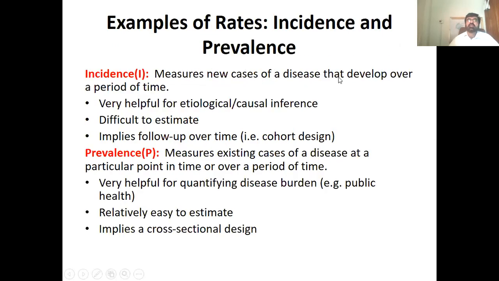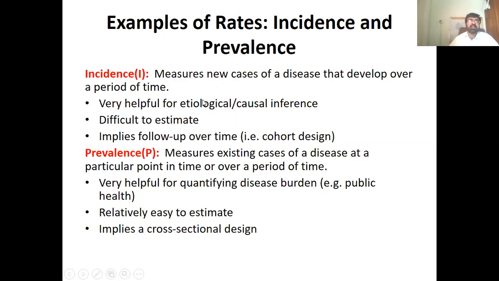Incidence measures new cases of a disease that develop over a period of time. Very helpful for etiological and causal inferences, and difficult to estimate, implies follow-up over time, that is, cohort design. Now, incidence is basically the new cases that occur with the passage of time. And that's why it is helpful for etiological causal inferences. The reason is you are spending time, you are making follow-up visits, and you know whether the factor is associated with the disease or not.